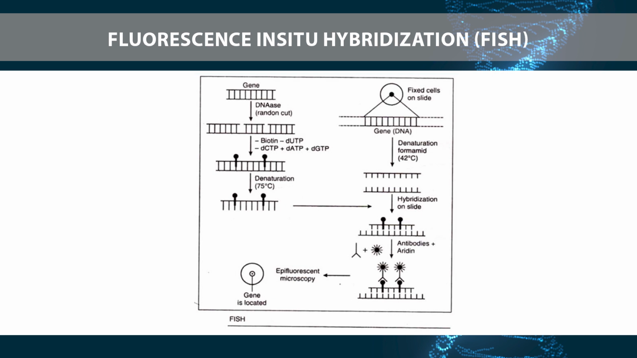The next method is fluorescence in situ hybridization. It is a cytogenetic technique which is used to detect and localize the presence or absence of specific DNA sequences on a chromosome. This technique can also be successfully used to detect our gene of interest within a mixture of various recombinant clones. The next method is molecular beacon.